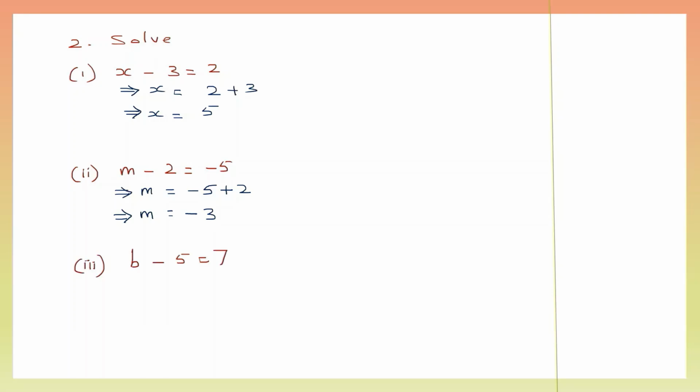Question 3, b minus 5 equals 7. So let's find b. b equals 7. I'm going to transpose minus 5 to the other side. It becomes plus 5. So what is the value of b? b is 7 plus 5, which is 12. Moving on to the next question.